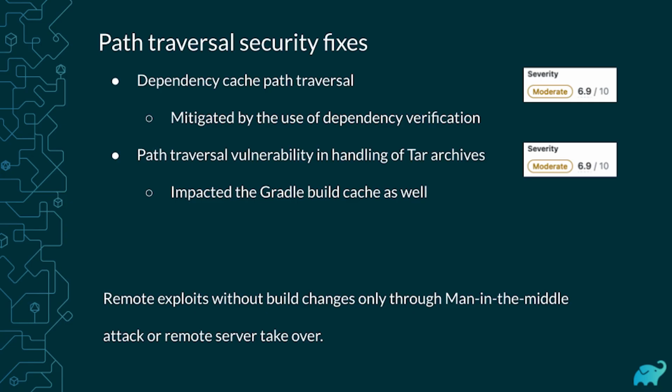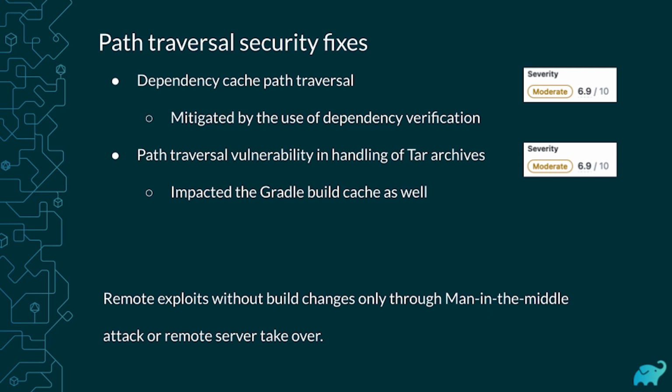Yep. As a conclusion to the 8.2 release, we also announced two security advisories about Gradle that are both related to past path traversal family of issues. One on the dependency cache, which users that have been using older Gradle versions would mitigate if they were using dependency verification. And then another one in the handling of tar archives. Both of them have a moderate severity of 6.9. And the path traversal one, like the tar archive one, also impacted the build cache.